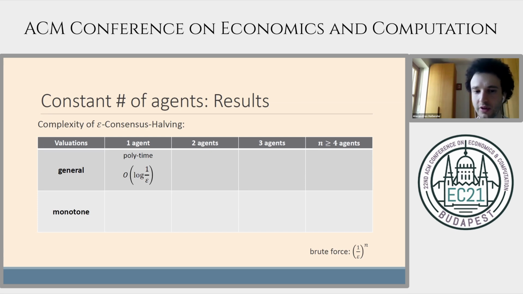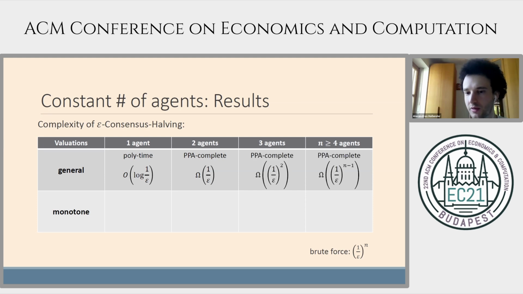What happens when we move to two agents? There we show that the problem in the white box model is PPA complete. And in the query model, we get this 1 over epsilon lower bound on the number of queries, which again, we see as being inefficient. And so in that sense, for two agents, the problem is hard. These hardness results generalize to three agents and more in a natural way.